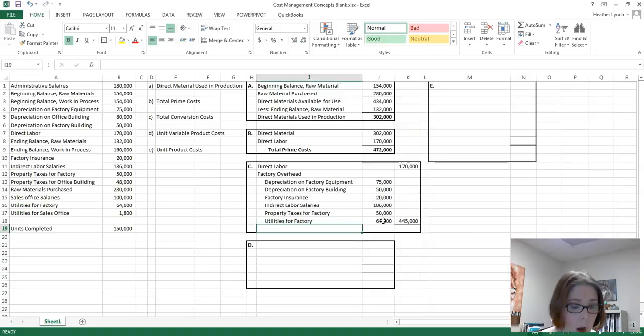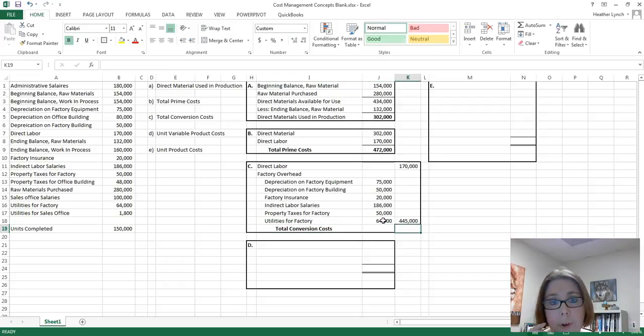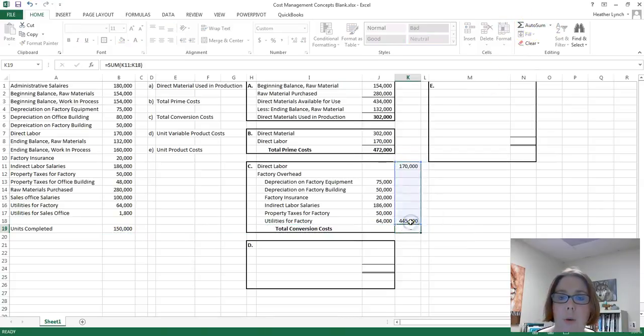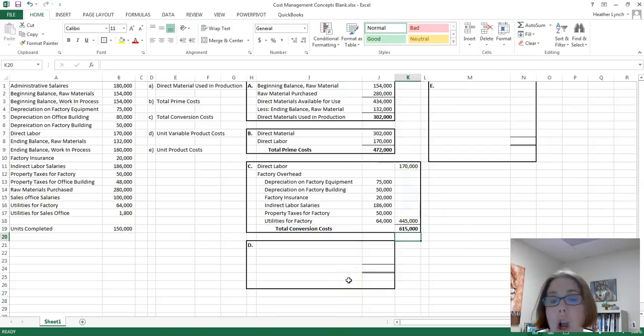So then our total conversion cost, again, conversion is your direct labor and your factory manufacturing overhead. So we can add these two up. So our total conversion costs are $615,000.